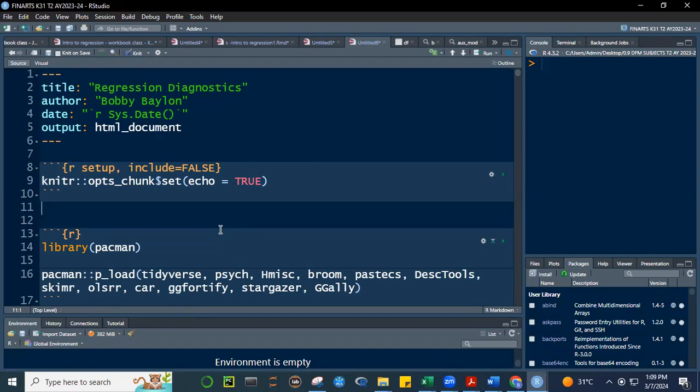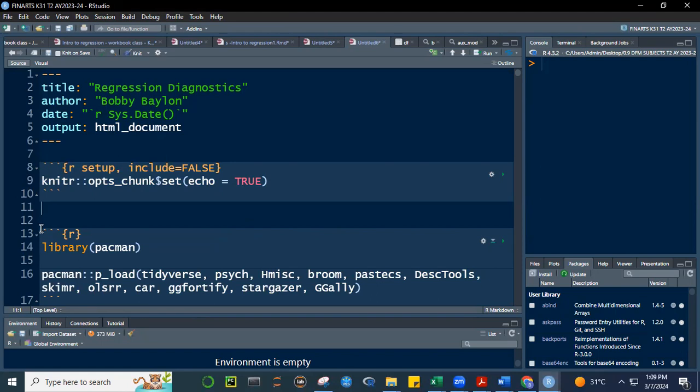We have to test if our model is consistent with the assumptions of classical linear regression. Okay, so let's have our discussion now.